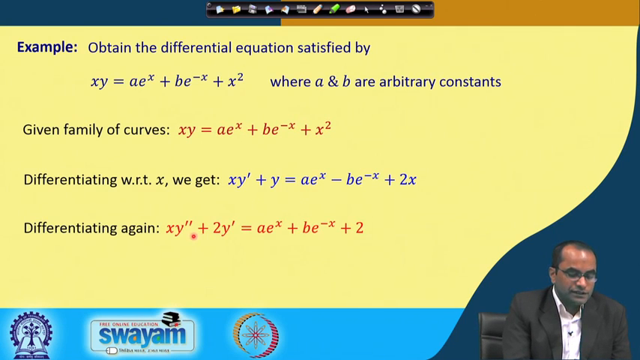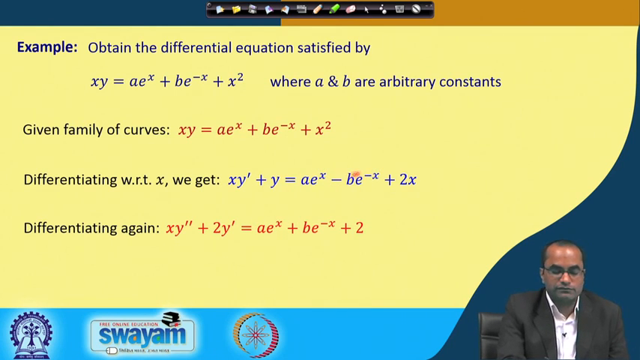If we differentiate once again, what we will get out of this is x y double prime, and we will get just y prime. Here also we will get y prime. So, that is 2 y prime, and a e power x will remain as it is. Here the minus minus will become plus. So, we have plus b e power minus x, and then we have this 2 there.